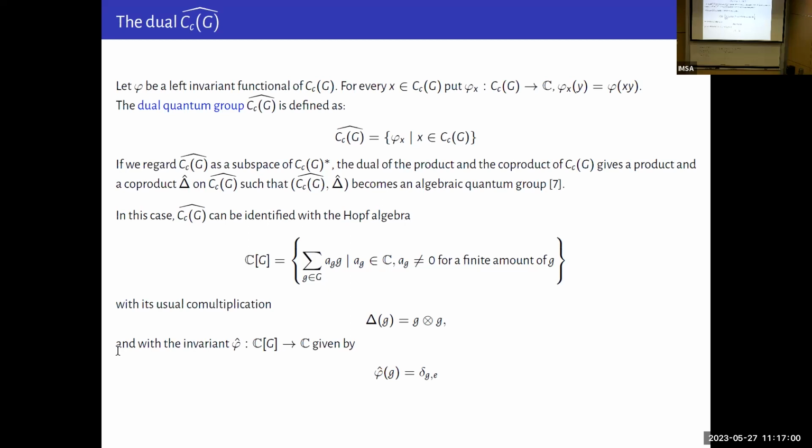Now I pick a left invariant functional. This is the same as if we pick a right invariant functional, we obtain the same space. We can work with the left or with the right invariant functional and do this construction. This is the general construction for the dual.